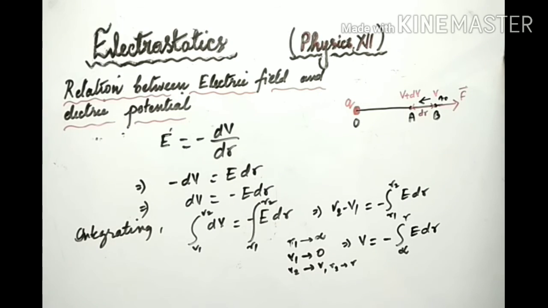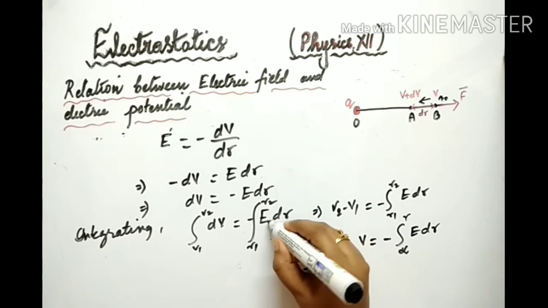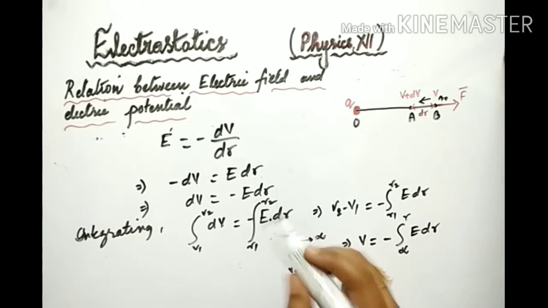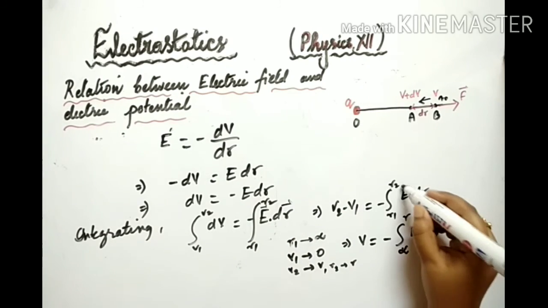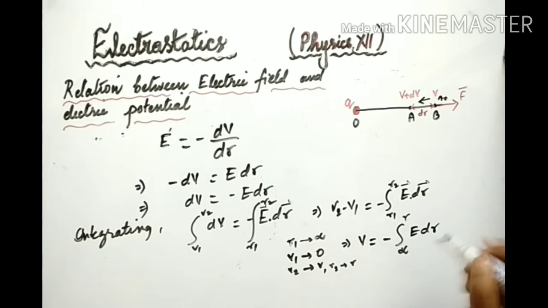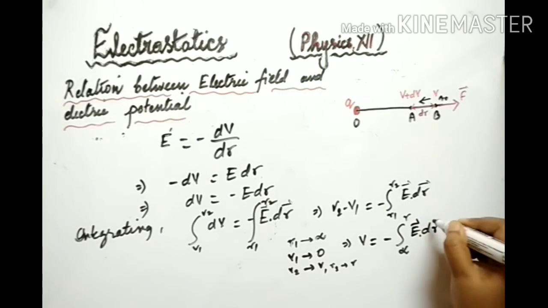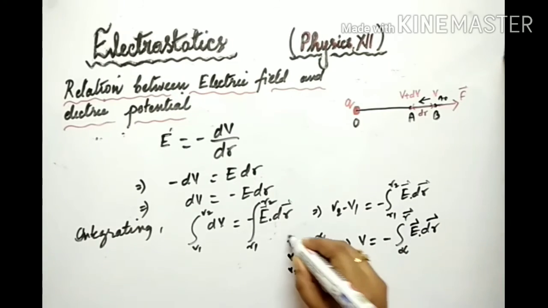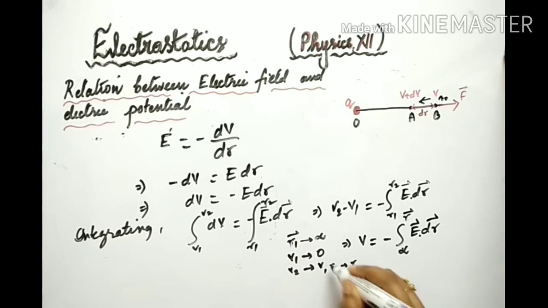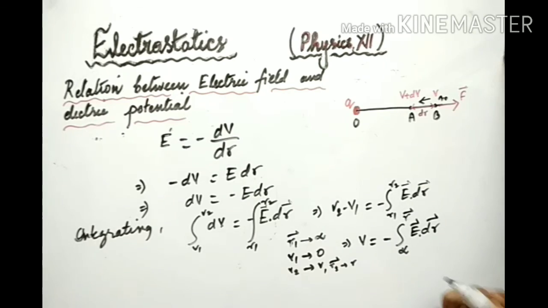So if you want to write it in vector form, we can also write it in vector form. So then we have to put a dot product here. So in this manner we can represent it. So this is our formula for potential in terms of electric field.